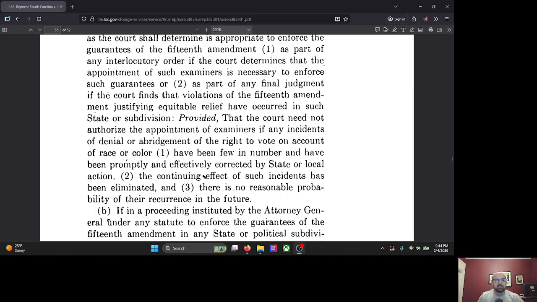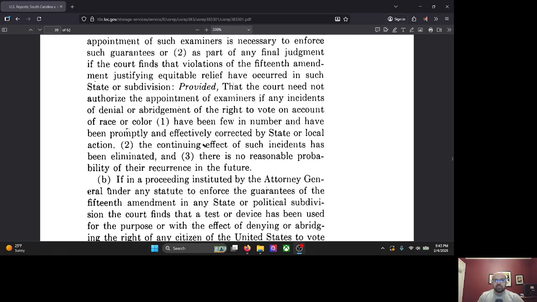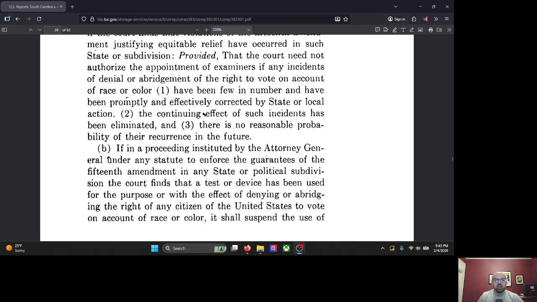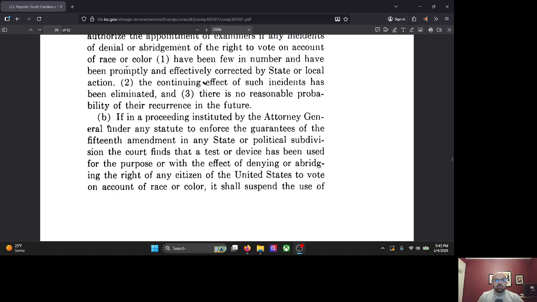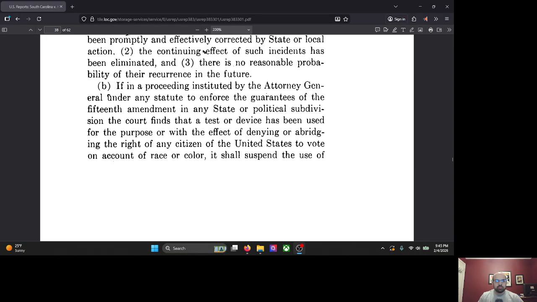As part of any final judgment, if the court finds that violations of the 15th Amendment justifying equitable relief have occurred in such state or subdivision, provided that the court need not authorize the appointment of examiners if any incidents of denial or abridgment of the right to vote on account of race or color, 1. Have been few in number and have been promptly and effectively corrected by state or local action, 2. The continuing effect of such incidents has been eliminated, and 3. There is no reasonable probability of their recurrence in the future.